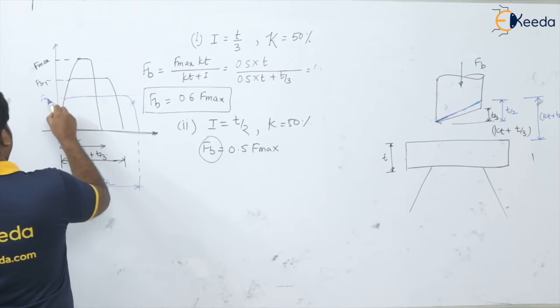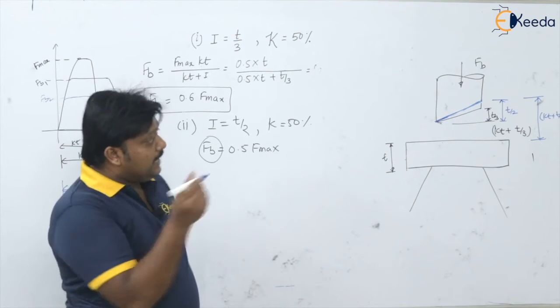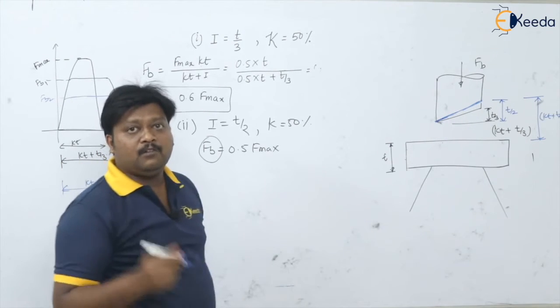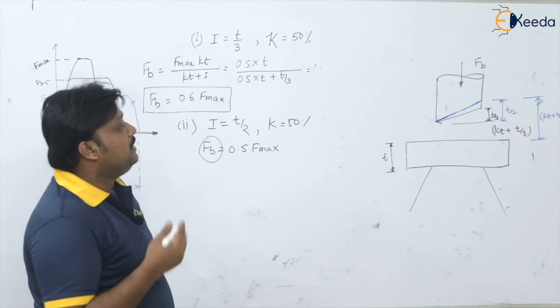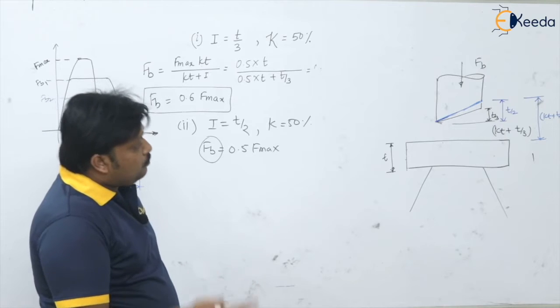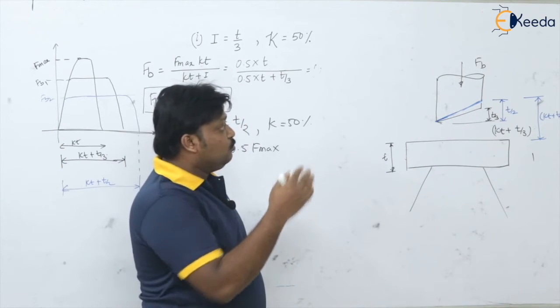Okay, so this is FB2. But at the same time, dear students, look at the tool. Our tool is the punch and die. We are providing the shear on the punch. As we go on increasing the shear on the punch, let us see what is happening with the tool.